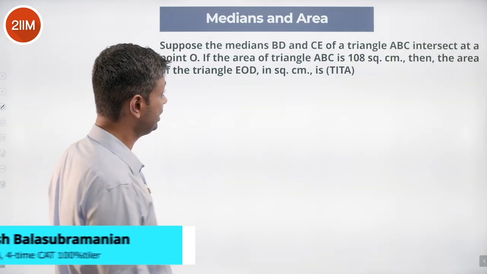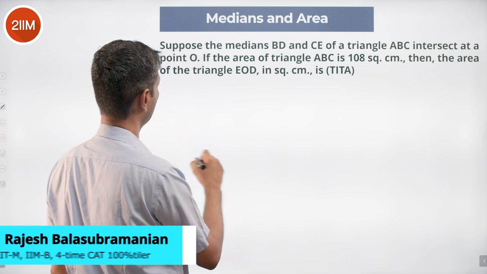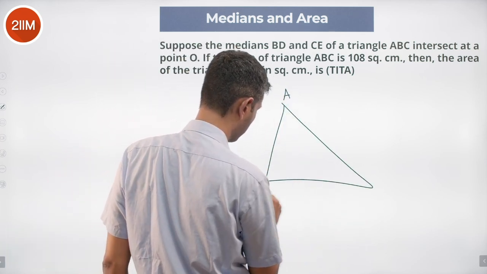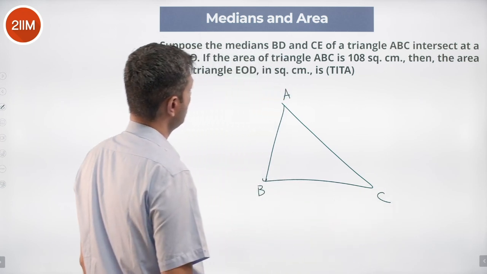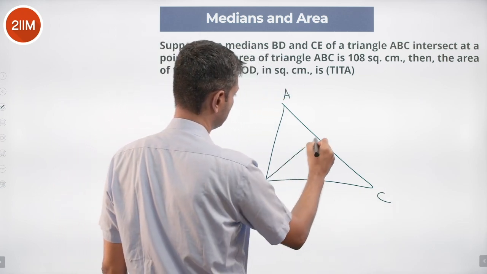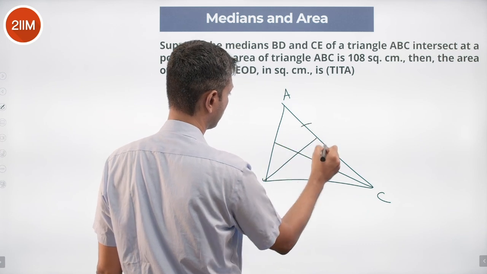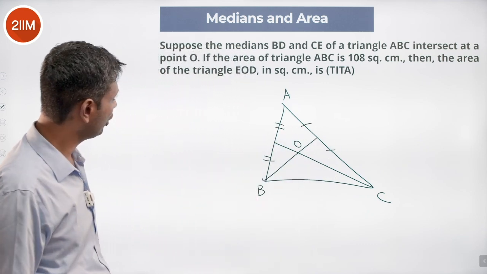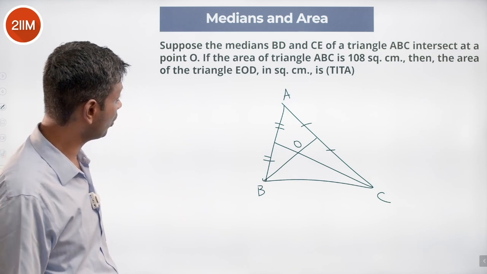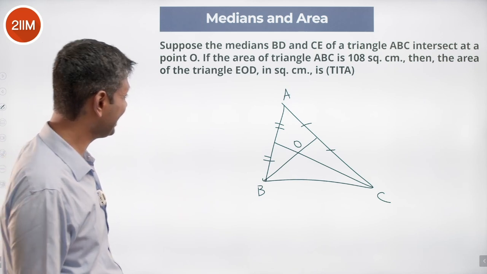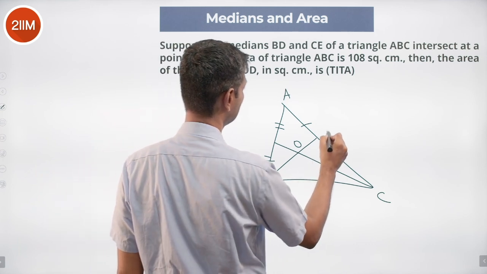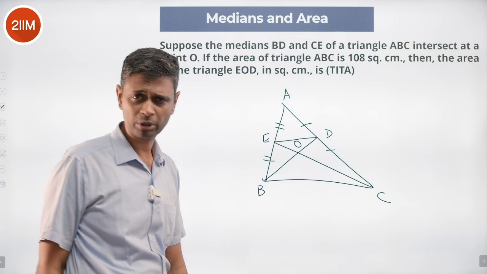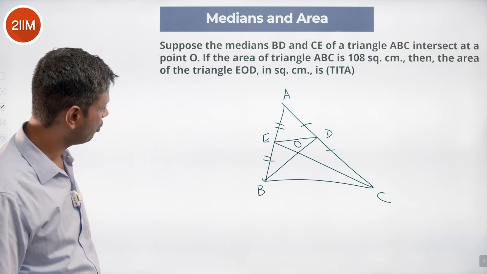Suppose the medians BD and CE of triangle ABC intersect at a point O. Let's draw this. ABC, BD and CE. The area of triangle ABC is 108 square centimeters. We want to find the area of triangle EOD. Nice, brilliant. Right. How do we do this?